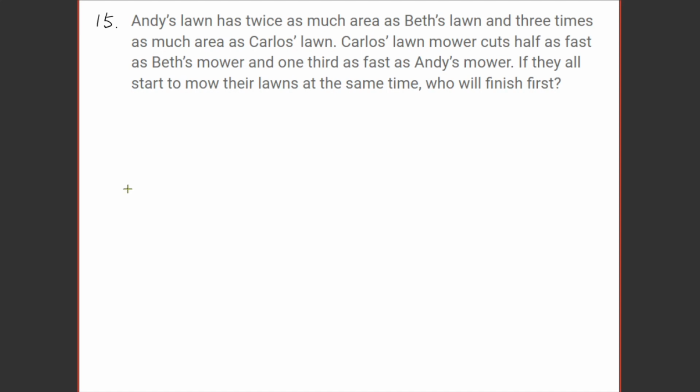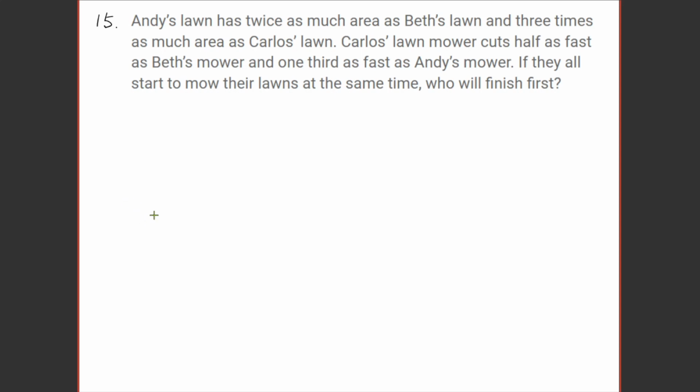So Andy's lawn has twice as much area as Beth's lawn and 3 times as much area as Carlos' lawn. Carlos' lawn mower cuts half as fast as Beth's mower and 1/3 as fast as Andy's mower. If they all start to mow their lawns at the same time, who will finish first?